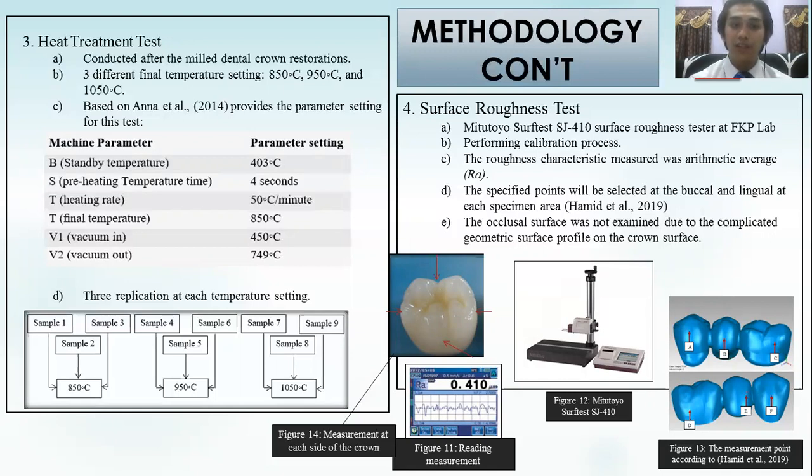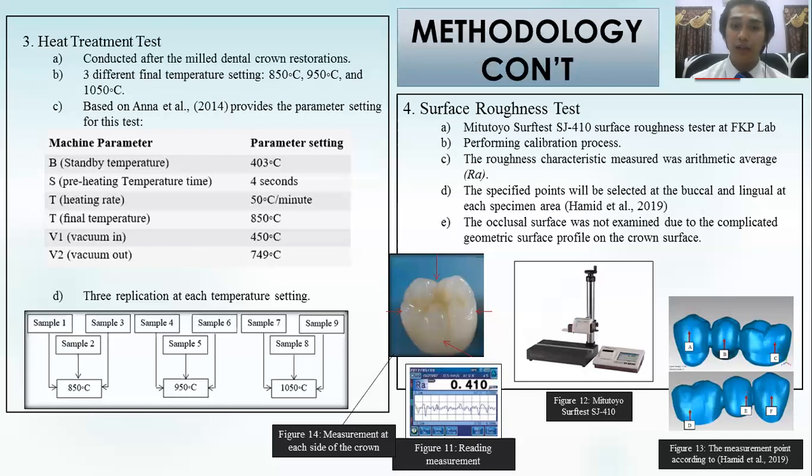After we finish the heat treatment test, all of the specimens, which are 12 samples, will be used for the surface roughness test. This test was conducted using the Mitutoyo Surftest SJ410 provided by the FKP Lab. Before we start the test, we need to perform the calibration process, where we adjust the detector gain so the SJ410 can yield the correct measurement. The roughness characteristic measured is the arithmetic average, which is the arithmetic mean of absolute values of the roughness profile ordinates.